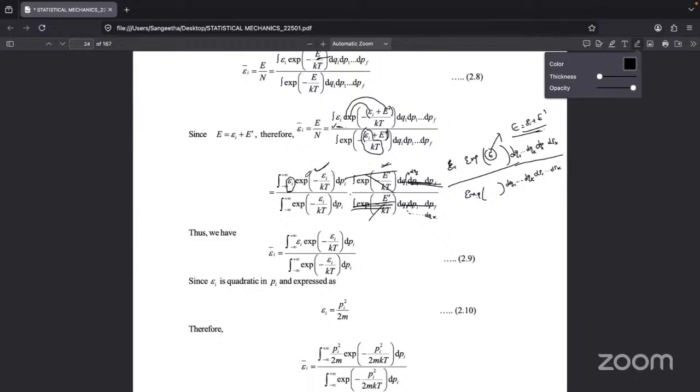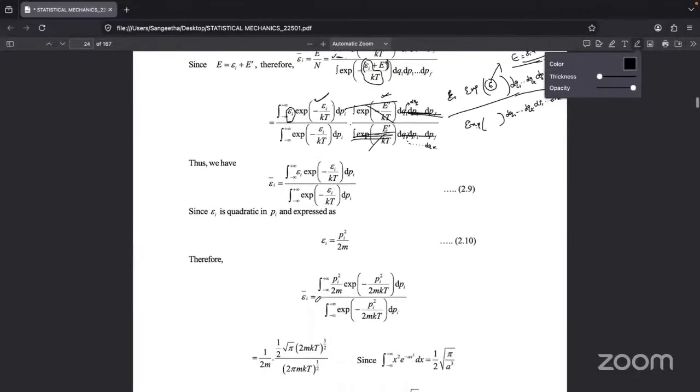So what is left? Only the first terms remain in the numerator and denominator. What are the first terms we have? epsilon I equal to epsilon times exponential of minus epsilon by kT, divided by exponential of minus epsilon by kT. So in place of epsilon I am substituting p square by 2m.